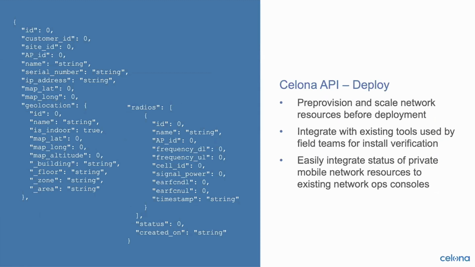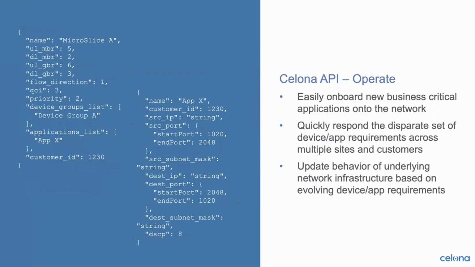Everything in our solution is designed with an API-first mentality. For example, for the deployment of a private LTE 5G network, customers can streamline the process from the order to the deployment. They can basically automate by writing a script for provisioning and deployment using these APIs.